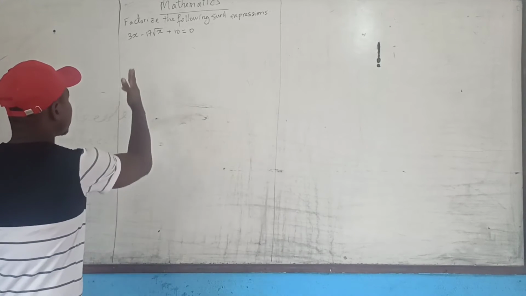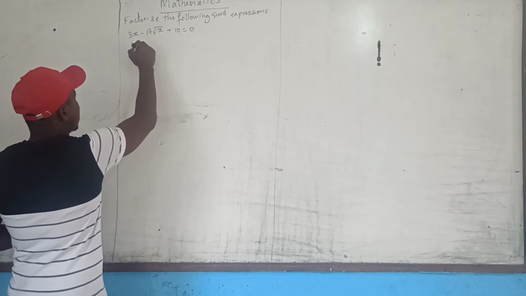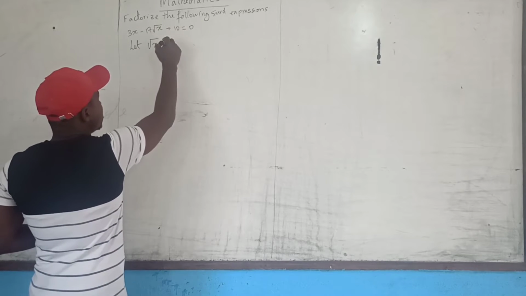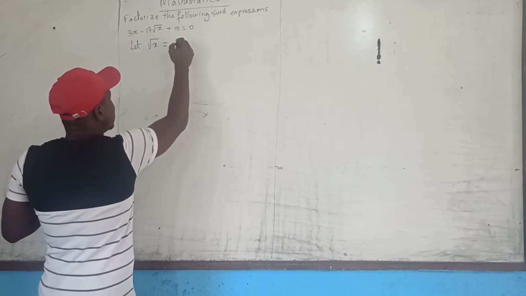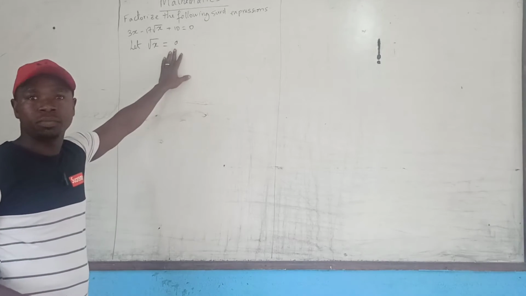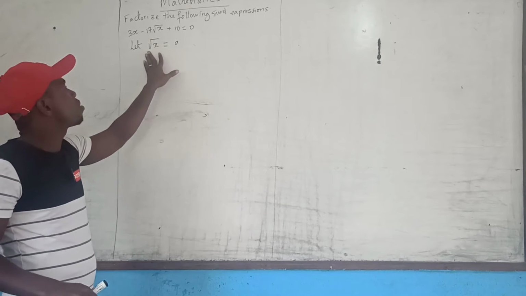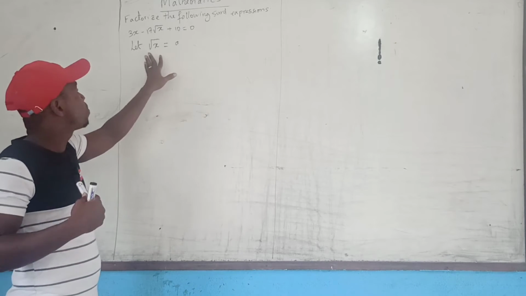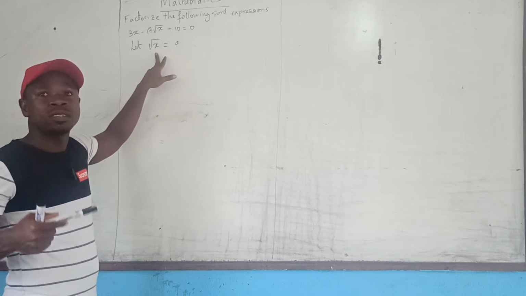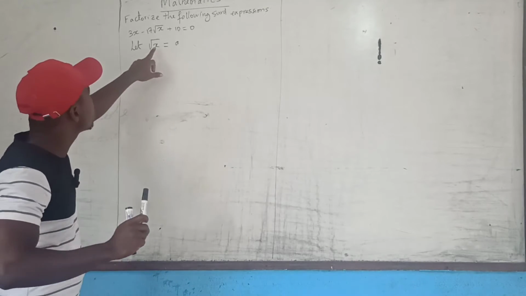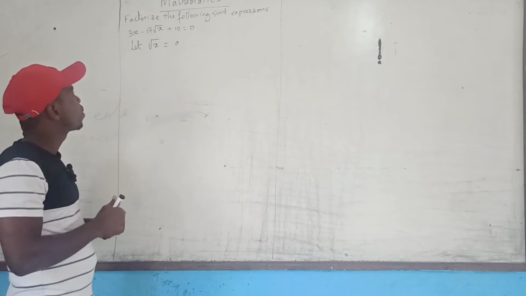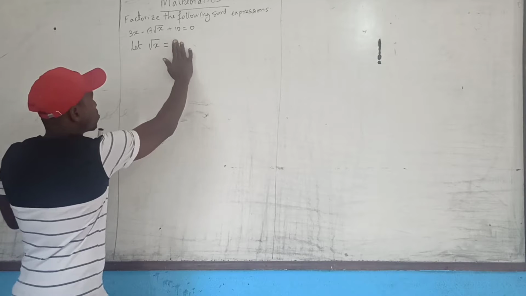How to proceed? Firstly, let root x be equal to, assuming maybe small a, you can choose any variable to represent this root x. I prefer to use a. You may like to use b, x, and square. But please don't use the same letter as the letter under the square root so that it will not confuse you. So small a.